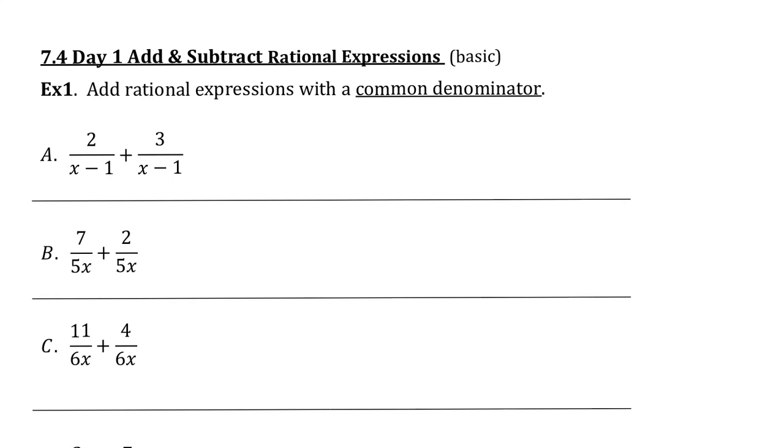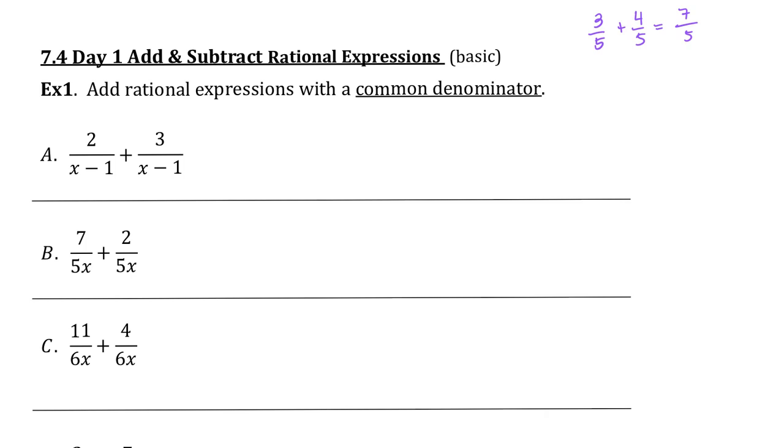Okay, 7.4, day 1, we are adding and subtracting rational expressions, but more of the basics. Rational expressions are fractions. So remember, if you add two fractions, if they have the same denominator, like 3/5 plus 4/5, I keep the denominator the same and then I add the numerator. So 3 plus 4 is 7/5. We're going to do the same thing with these fractions. They just have some algebraic parts to it.